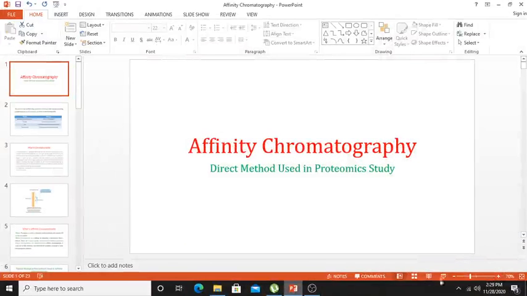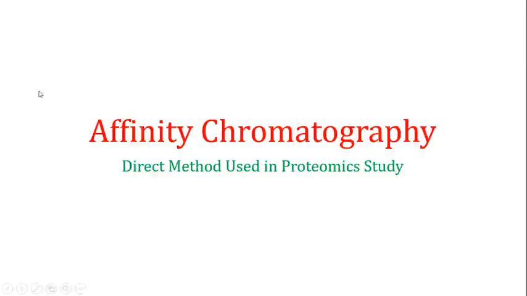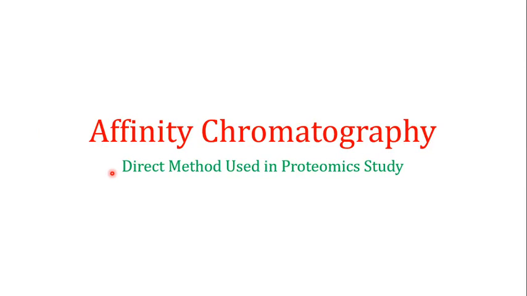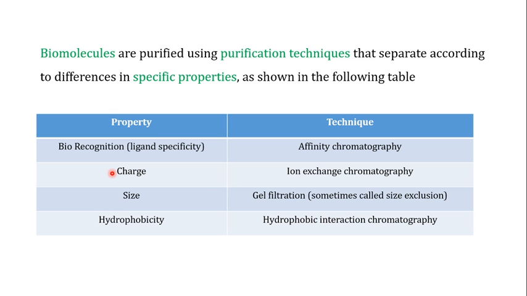Welcome back to this next video, and in this video we are going to talk about affinity chromatography. Affinity chromatography is another direct method that is used in the study of proteomics. In the previous videos I told you about the protein microarray, which was also a direct method used in proteomic study. So affinity chromatography is another method that you can use in the direct study of proteomics.